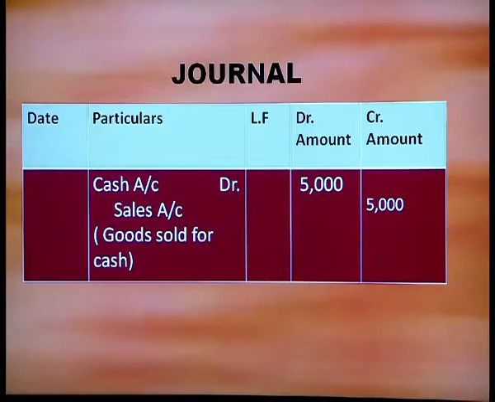When you are writing in the journal, it will be in this form: cash account debit to sales account. In some cases, we can write the account to be credited without the preposition to also. So, in this format, I have written without the preposition to. Cash account debit to sales account, amount 5,000. Narration is there, goods sold for cash. Narration will be written in brackets.